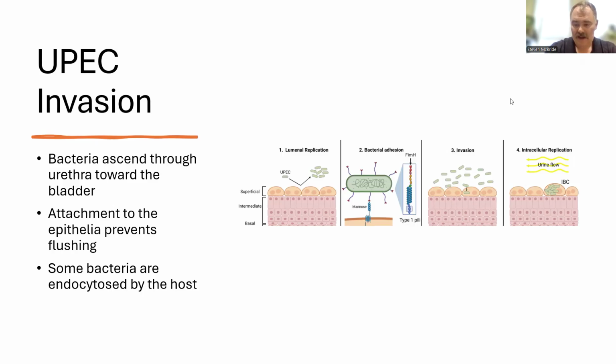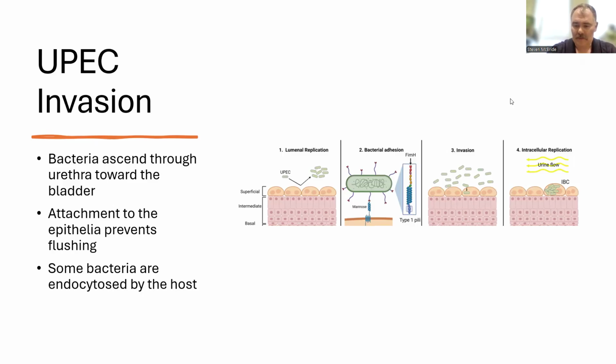For many bacteria, attachment would be the end of the story. They would remain on the surface and continue growing. However, some UPEC go one step further. After attachment, host epithelial cells can internalize the bacteria through endocytosis. Rather than being destroyed, some bacteria survive inside these cells, and that's what we can see in this image here.